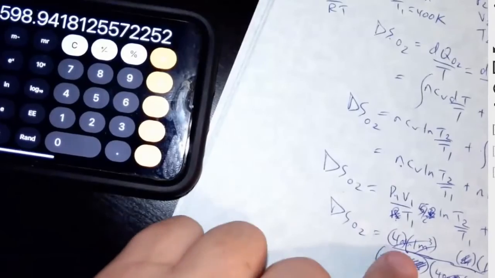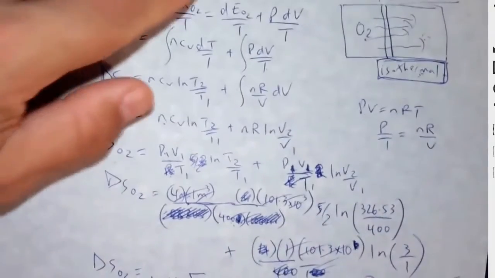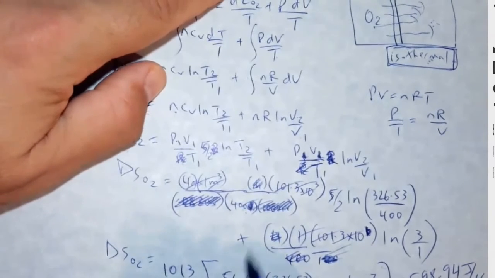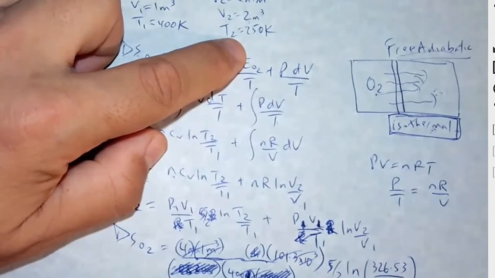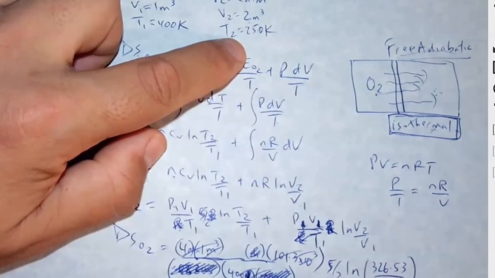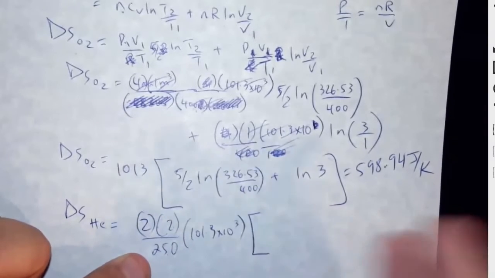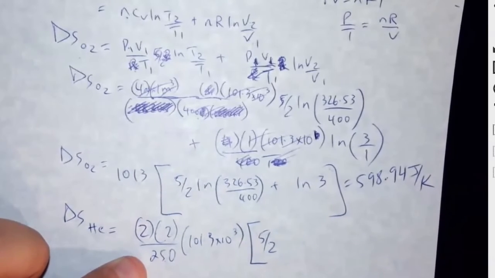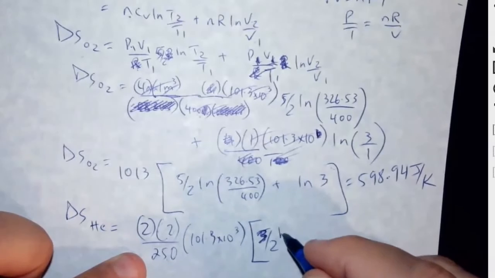That's interesting. Okay, now what's going to be the situation for helium? You start from the beginning. This number is going to be different, right? For helium, instead of 4, the helium was at 2 atmospheres. Instead of a volume of 1, it was a volume of 2. And it was at 250 Kelvin, times 101.3 times 10 to the third. So it's like this: the pressure times the volume over this, times pascals. Factor that out. Then you have 5 halves. Oh no, helium is not 5 halves. What's the CV of helium? 3 halves, right? 3 halves ln of, what's the final temperature?